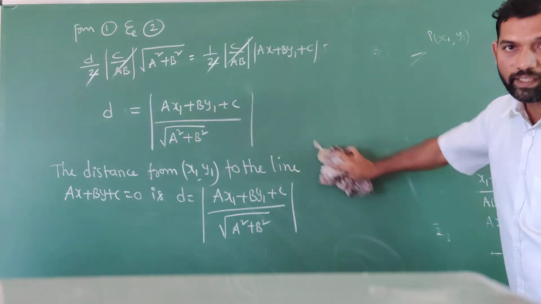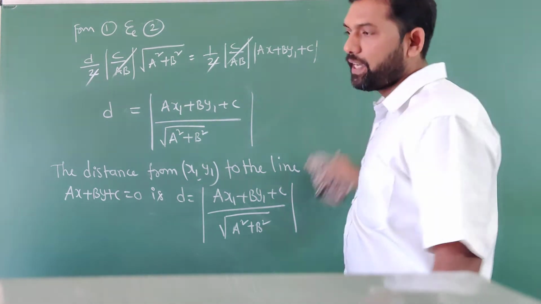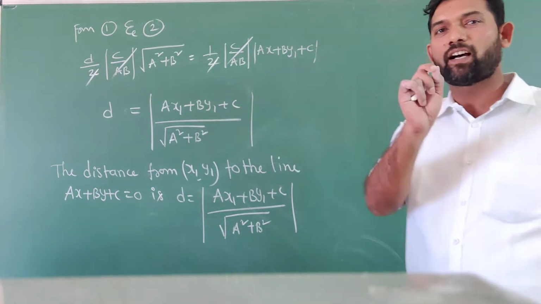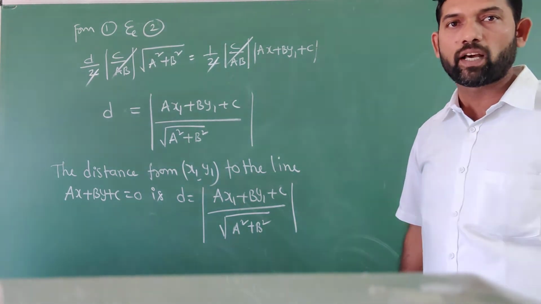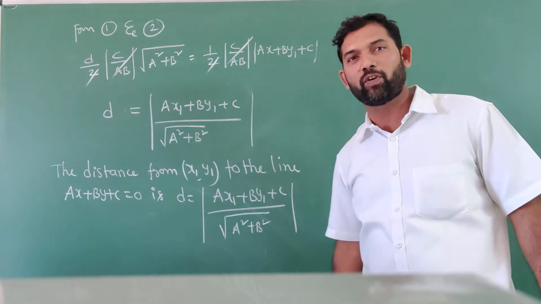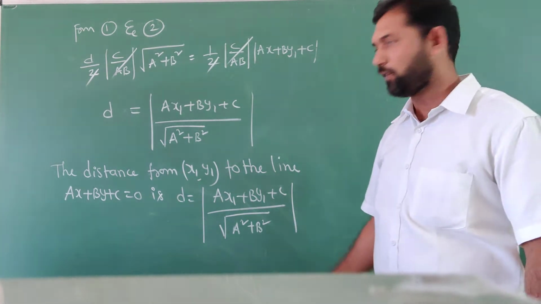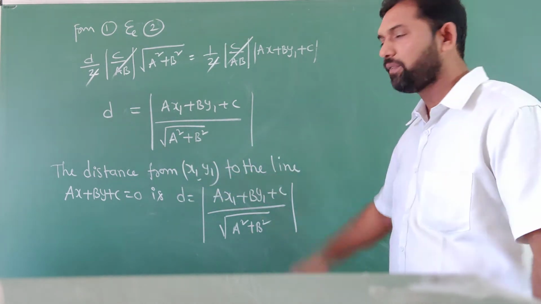So in that proof we used the area of the triangle formula in two cases. One area of the triangle is half into base into height. Another formula is modulus of x1 of y2 minus y3 plus x2 of y3 minus y1 plus x3 of y1 minus y2. Using that formula, two areas we simplified, two areas equated. Then we are getting the final answer.